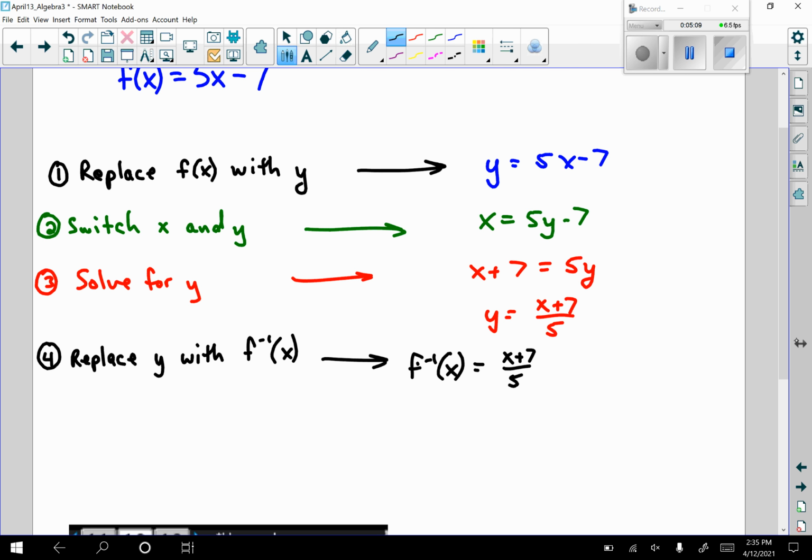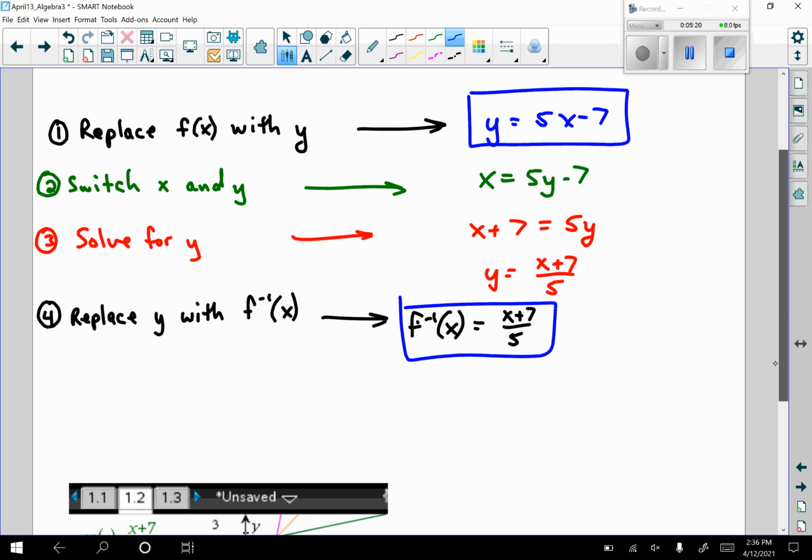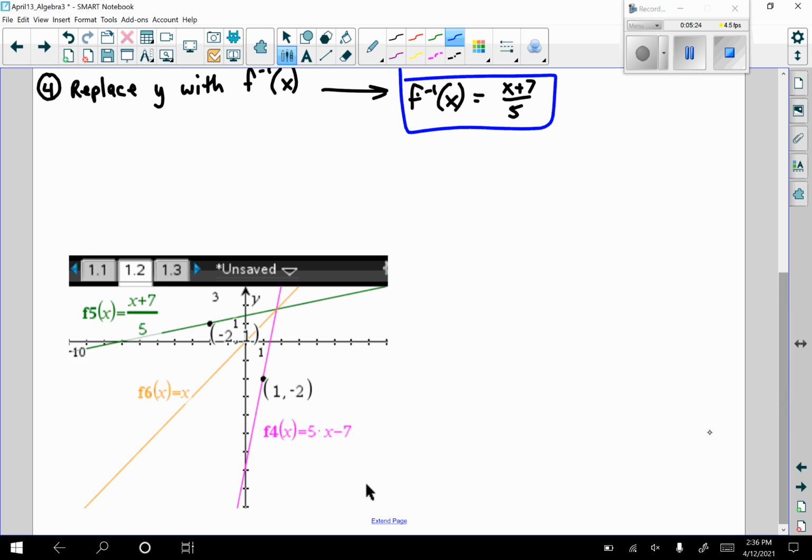Now I just want to show you, eventually you're going to be able to do this on Desmos. If we were to graph y equals 5x minus 7, and then y equals (x plus 7) over 5, this is what we're going to get. What's in this hot pink or light purple color right here, that's our function. What's here in green, that's our inverse. And this is the line y equals x. If you take a look here, I have the point 1, negative 2 right here. If I were to switch that around, negative 2, 1, that shows up on the inverse. And it's reflected over this line, y equals x.